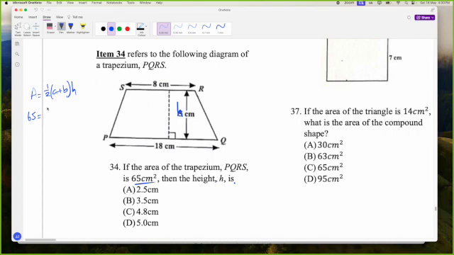So a half into A, which is 8 plus 18, the sum of the parallel sides, multiplied by H. So I could take the 65 and multiply it by 2. So 5 2s are 10, 6 2s are 12, and 1 is 13. So 130 is going to be 18 plus 8, which is 26, times H. So I'll have to take H to be 130 divided by 26.